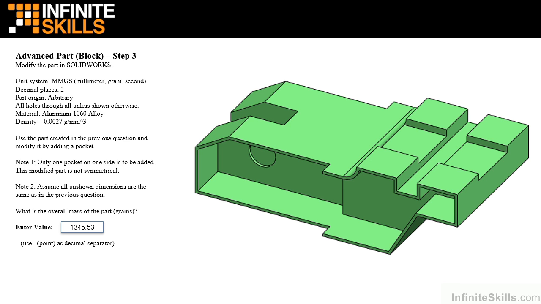Now we are ready to complete the final step for the advanced part. Looking at the pictorial view, you see we now have a pocket in the part. Let's begin by going through the directions. In the directions it says to use the part created in the previous question and modify it by adding a pocket. Note 1 says only one pocket on one side is to be added.